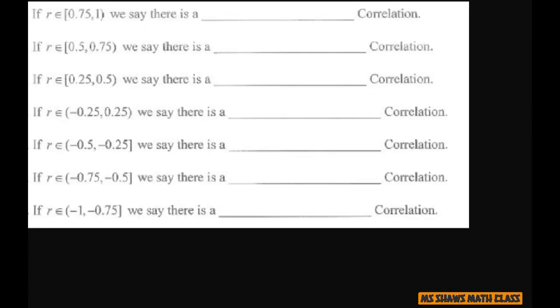All right. Now, let's look at what we're going to talk about: strong, positive, and negative. So if our correlation coefficient R is in between 0.75 and 1, we say that there's a strong positive correlation. All right, so you're used to seeing it like this. IB writes it like this.